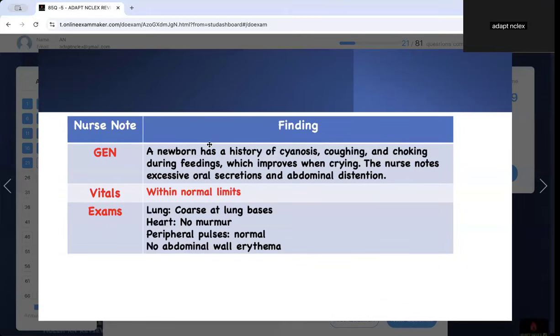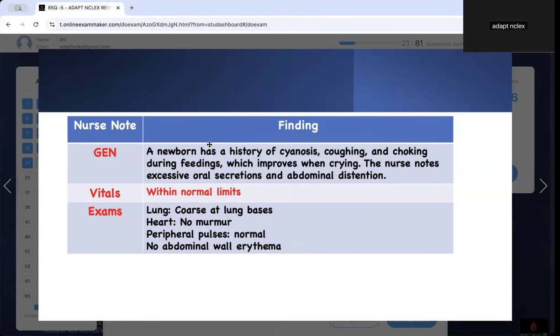Same thing. Number 2, a newborn has a history of cyanosis. Number 1, blueness. 2, coughing. 3, choking. When? When you feed the kid. Cyanosis, coughing, choking when I feed you, which improves when you cry. When you cry, all these get better.